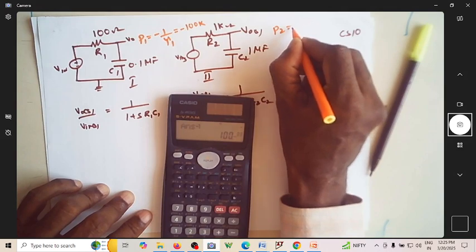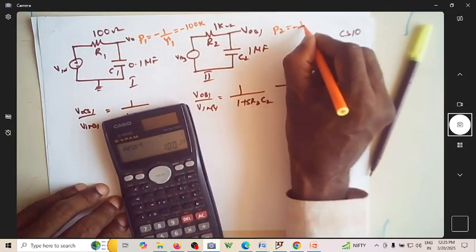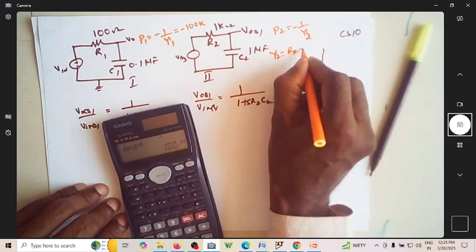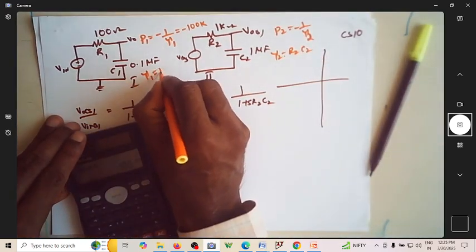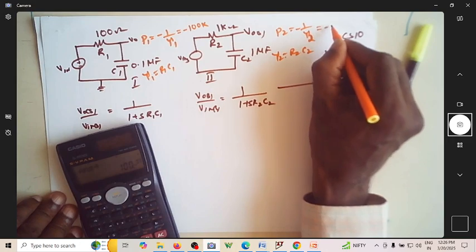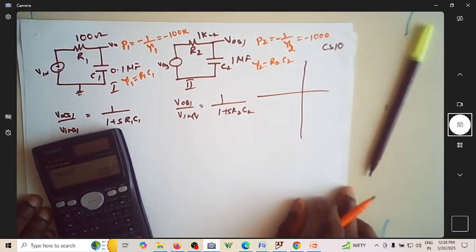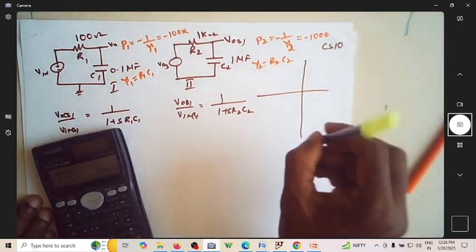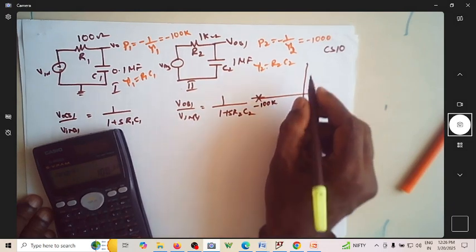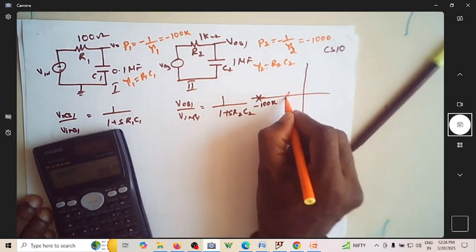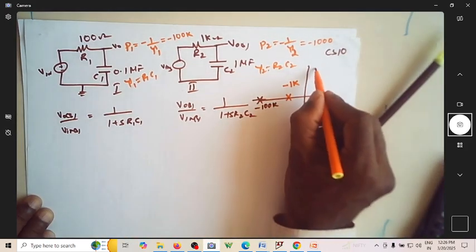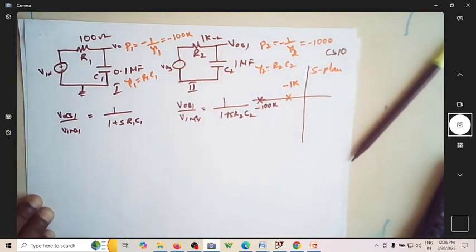P2 is, of course, for the second circuit, minus 1 over tau 2, where tau 2 is R2 C2, and tau 1 is R1 C1. So where is the pole of this? The pole of this is at minus 1000, correct? So these are the pole positions. This one is at minus 100k, whereas this will be at minus 1k. So this is the pole position in the S plane when you take them individually.